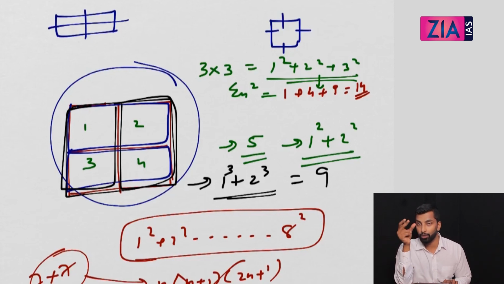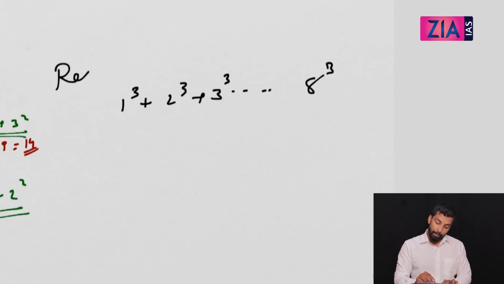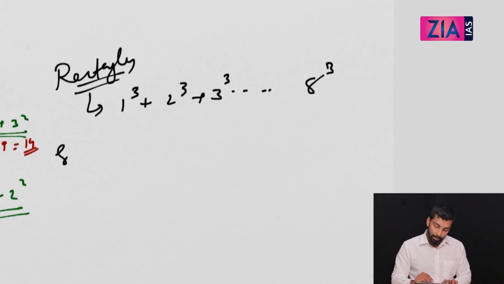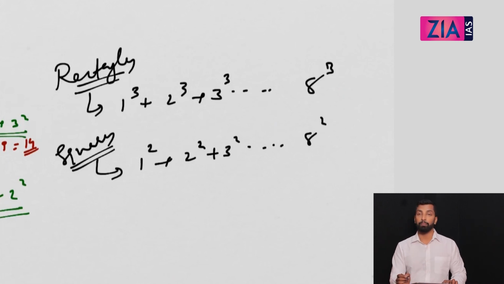If it is 2 into 2 square, 1 cube plus 2 cube. If it is 3 into 3 square, 1 cube plus 2 cube plus 3 cube. If I ask you the number of rectangles in a chessboard, you will find 1 cube plus 2 cube plus 3 cube up to 8 cube. What is this? The number of rectangles in a chessboard. You will find cubes. If I ask you the number of squares, you will find squares: 1 square, 2 square, 3 square, etc., up to 8 square.